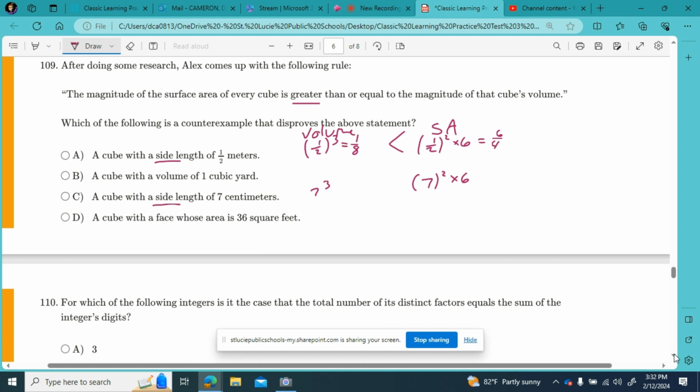C, we've got 7 times 7. Oh, look at that. 7 times 7 times 7. And over here you have 7 times 7 times 6. So that means the surface area is less than the volume. So this is a counterexample because you're multiplying the same numbers. This one you're multiplying it 3 times. This one you're multiplying it 2 times. And then one less. It's going to be less. We don't have to check it. We know it's going to be less.